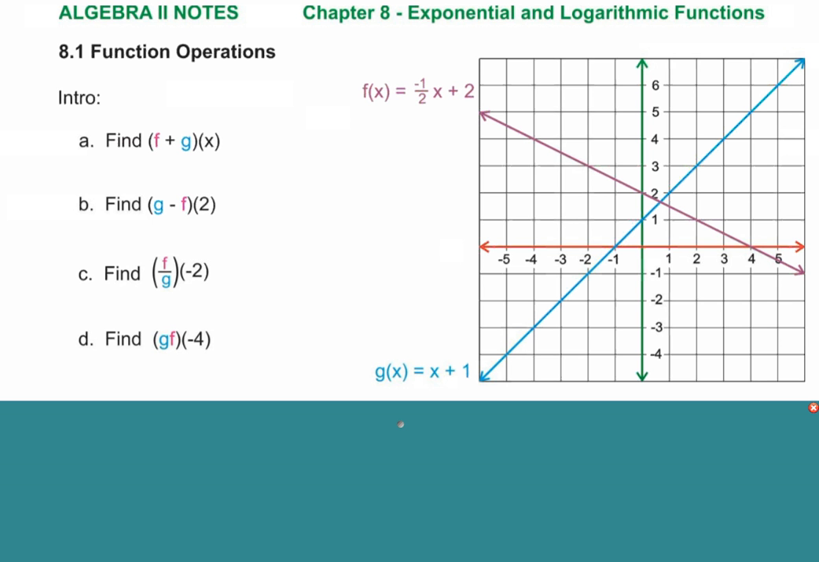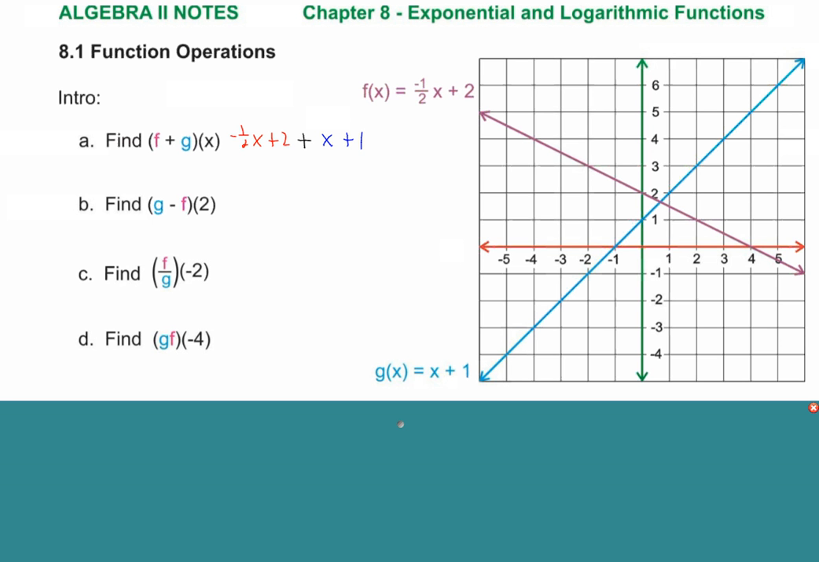Okay, so the first operation that we are dealing with is addition. What this notation means is I want to take the f function and add to it the g function. So I'm going to take the f function, negative 1/2 x plus 2, and to that f function, I want to add the g function. What is the g function? The x plus 1.